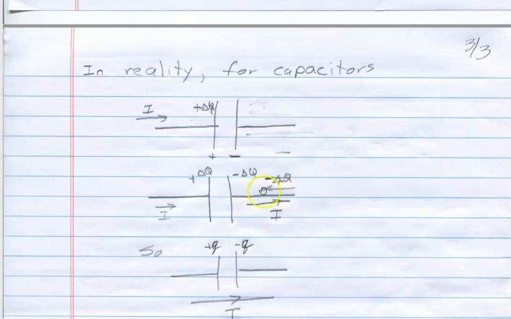Well, negative charges going this direction corresponds to a positive current flow going in the opposite direction. So we get current on this side, current on this side, with really no flow in between. And that's how the current essentially flows through a capacitor.